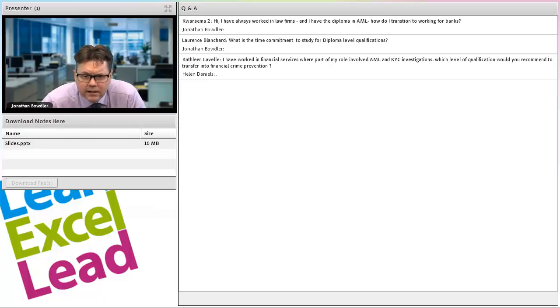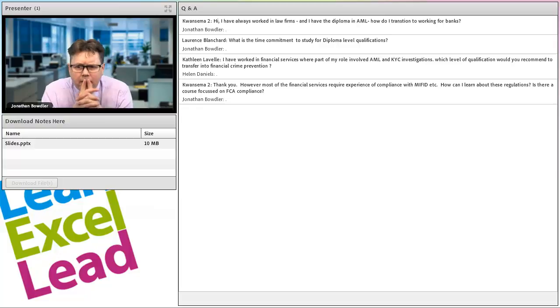How can I learn about these regulations? Is there a course focused on FCA compliance? Right. Okay. There is. It all depends on your jurisdiction. So I'm guessing you're looking at a particular role and you're seeing people saying, we want experience of compliance, we want experience of people with MiFID, which is the Markets in Financial Instruments Directive. Certain roles will require experience in those areas. If you haven't got that experience, then probably you're not going to get an interview, you're unlikely to get a particular job in that area, because they're specifically looking for experience.